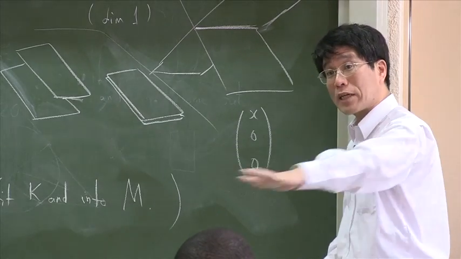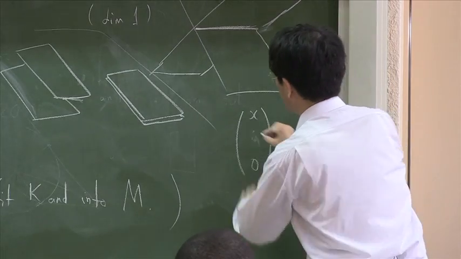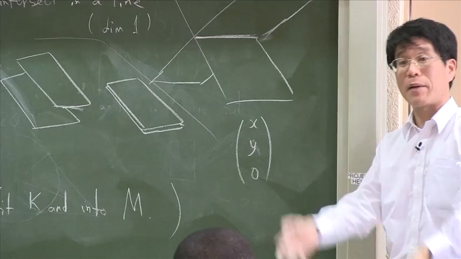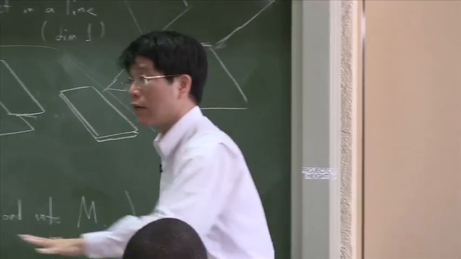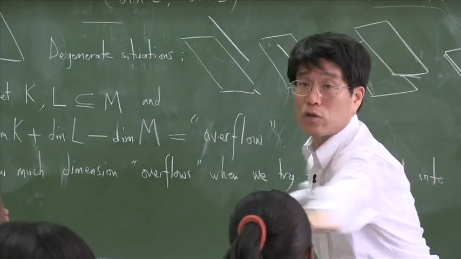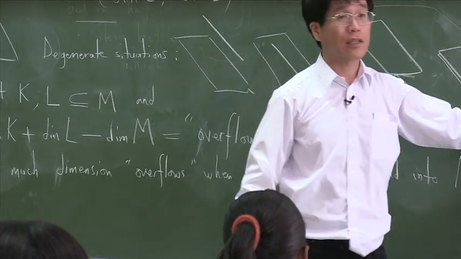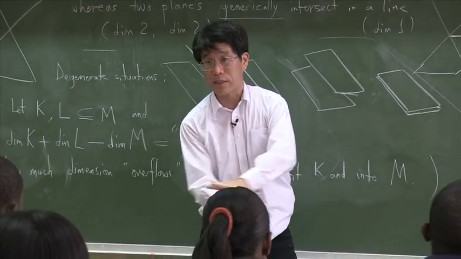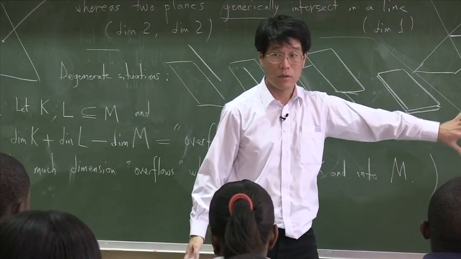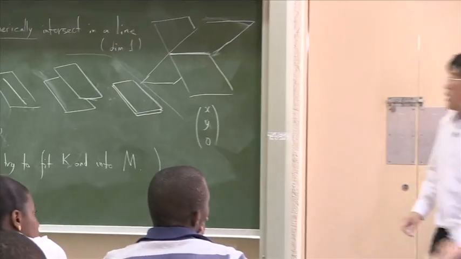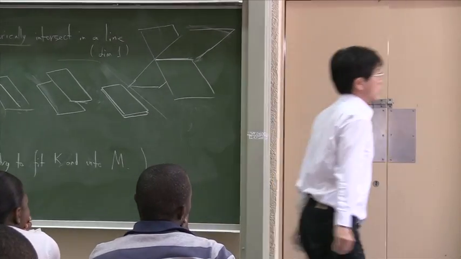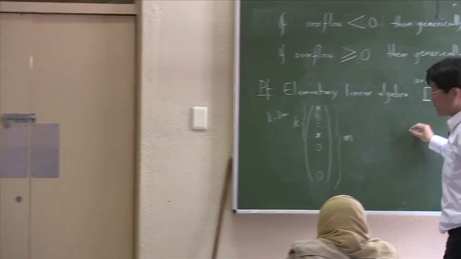If you want a two-dimensional object in R3, you can do this. X and y are free parameters. They can take anything. So this, when you vary x and y, will move all over the horizontal plane, but the vertical coordinate is constrained to be zero. So that's two-dimensional. And that's exactly the same thing, but in higher dimensions. Okay, so that's the k-dimensional case. How about the l-dimensional case?